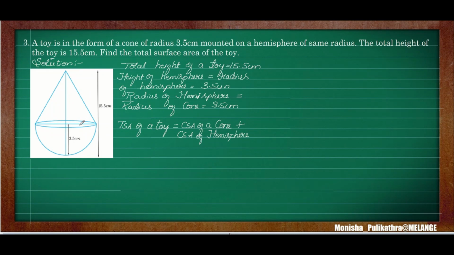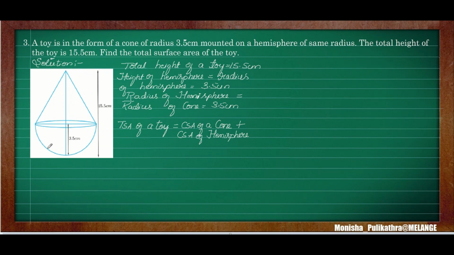So next, one thing you have to keep in mind. Always the radius of a hemisphere and the height of the hemisphere will be the same. If radius is 3.5, then the height of the hemisphere will also be 3.5 centimeter. So next, the radius of the hemisphere and the radius of the cone both are same because they share the same base. So both are equal to 3.5 centimeter.